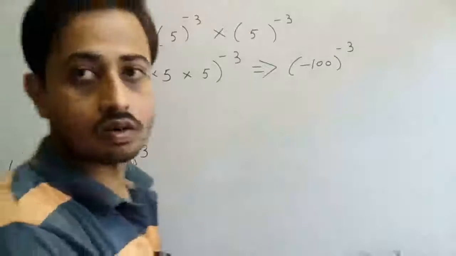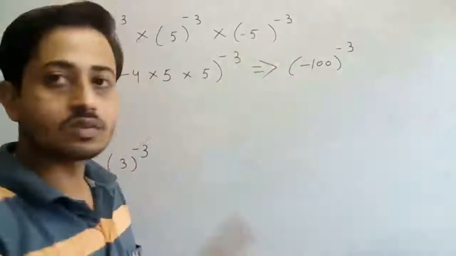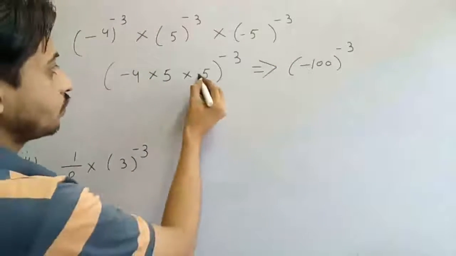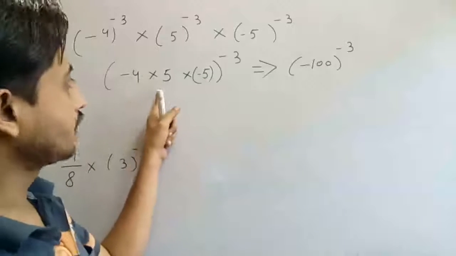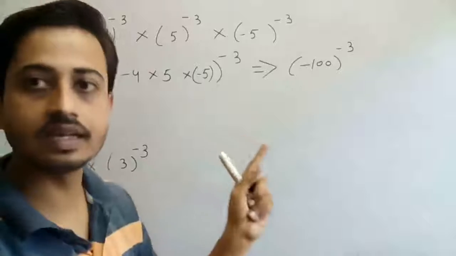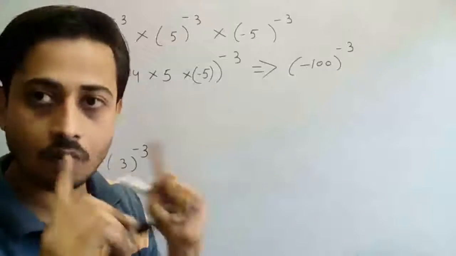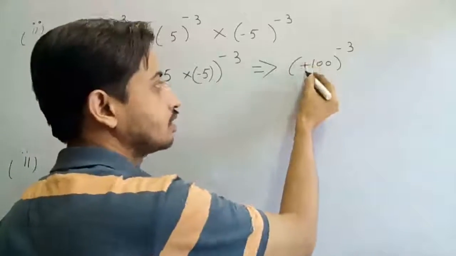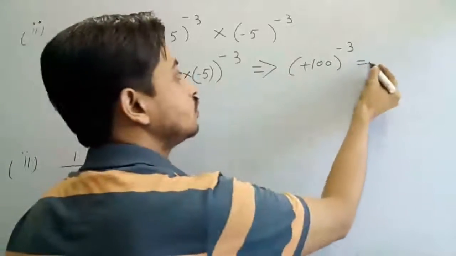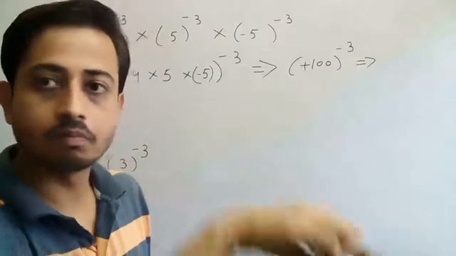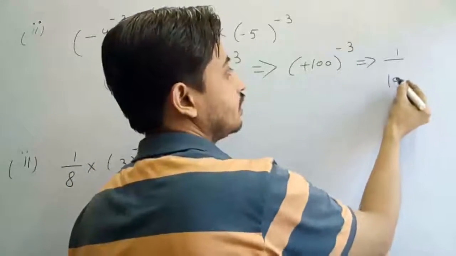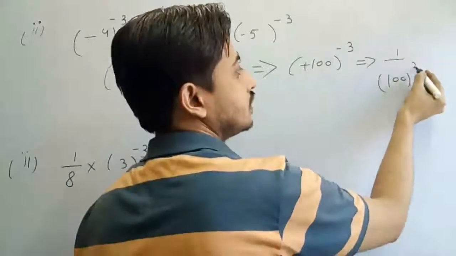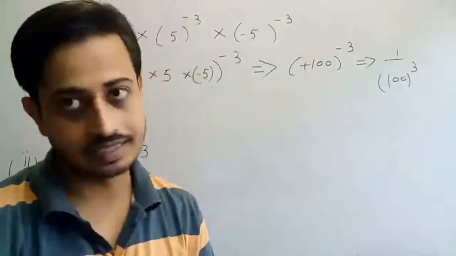In this, please make a note. Here the power is also negative, so you have to take the sign negative. So minus 4 into 5 is minus 20, into 5 is minus 100, and minus becomes positive 100. So we get positive here. Now you have to make it a positive power, so move it into the denominator part. So we get 1 upon 100 raised to the power 3. This is the simplest answer.